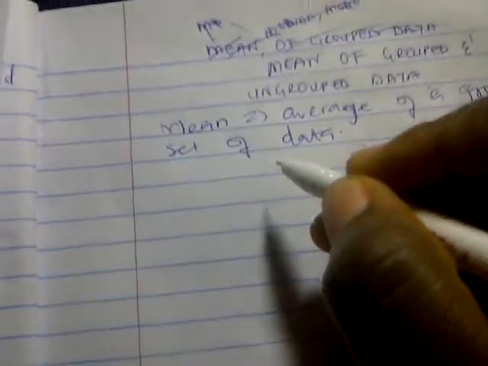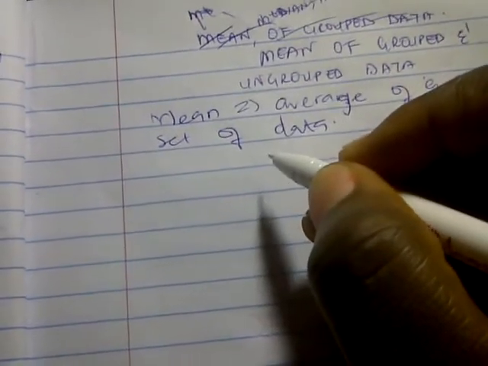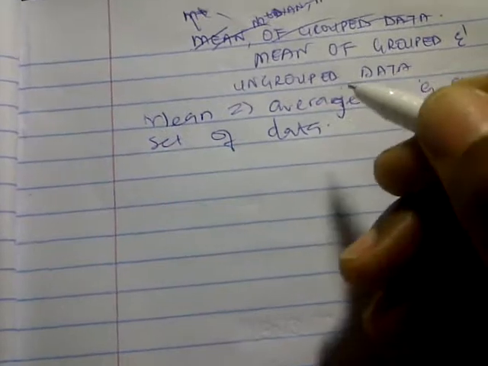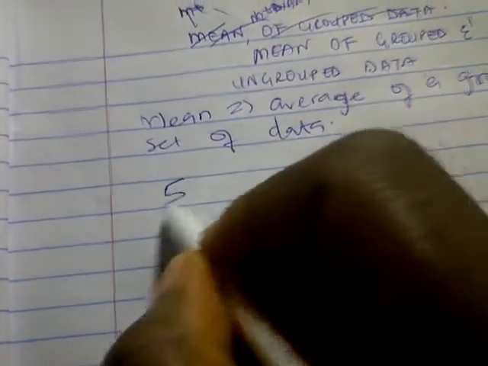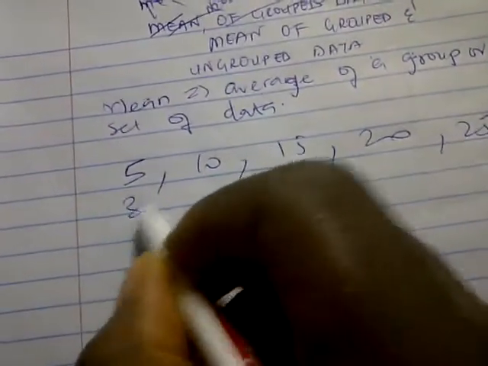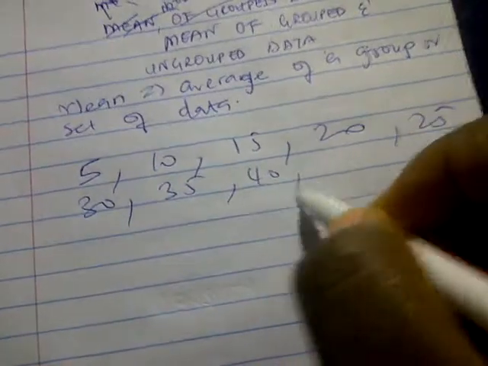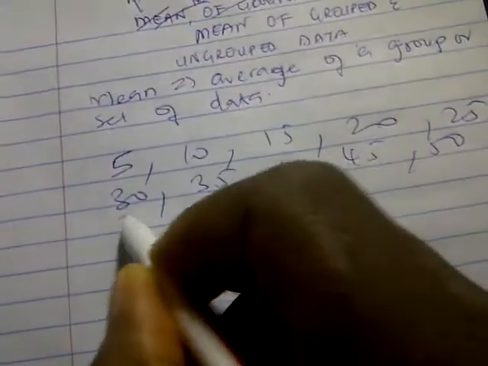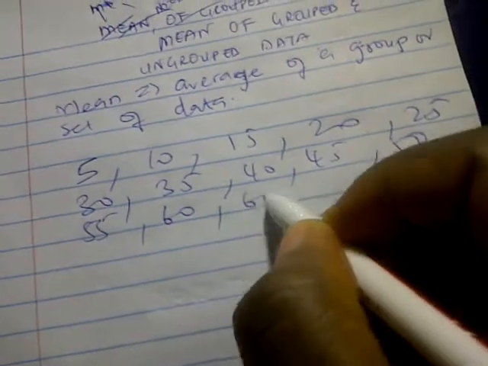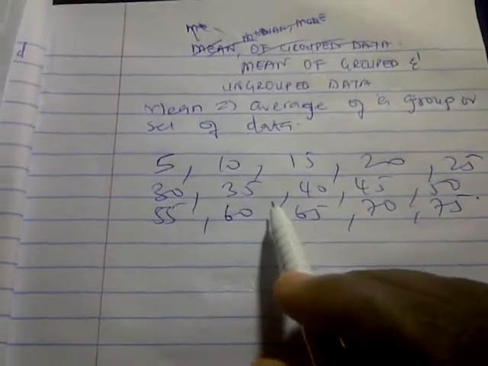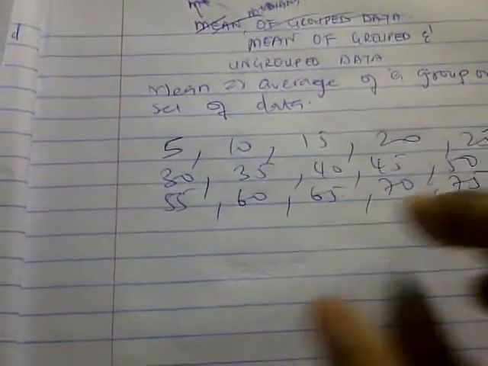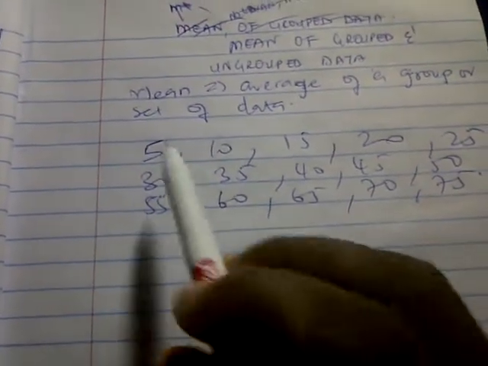If, for example, you are given that the times taken to complete something by a set of people are 5, 10, 15, 20, 25, 30, 35, 40, 45, 50, 55, 60, 65, 70, 75. Okay, let's say we're given this set of data. Now, this is an ungrouped data, it's not set in any particular group. Okay, you can't say, this is 5 to 10, this is 10 to 20. No, this is an ungrouped data.